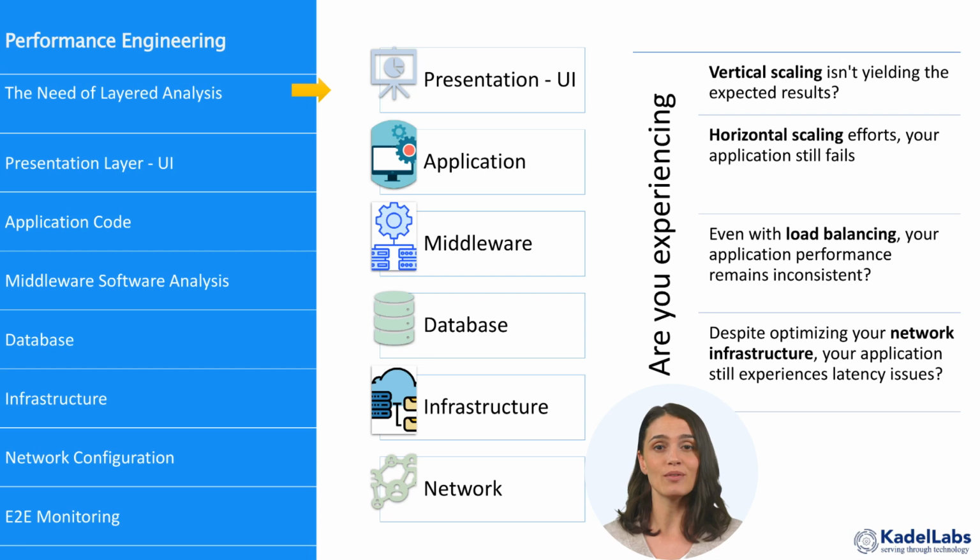Layered analysis involves dissecting an application into its various components, such as the user interface, application logic, middleware, database, infrastructure, and network. With this approach, we can isolate bottlenecks, which enables targeted and quantifiable optimization. Let's deep dive into each layer.